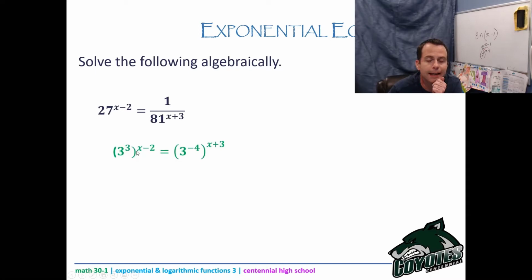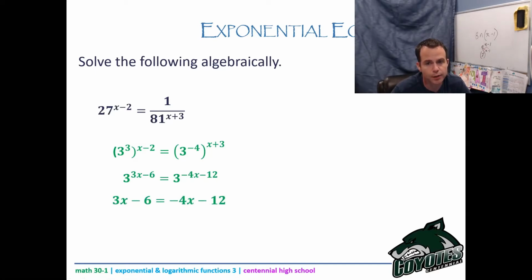Now I want to make sure I distribute my exponent here and here, because I'm taking a power of a power. I have to multiply the exponents together. So that's 3 to the 3x minus 6 and 3 to the negative 4x minus 12. Now I've written it as single powers with a common base, so I know the exponents have to equal each other. 3x minus 6 has to equal negative 4x minus 12.